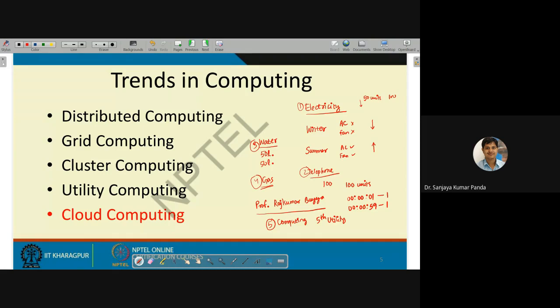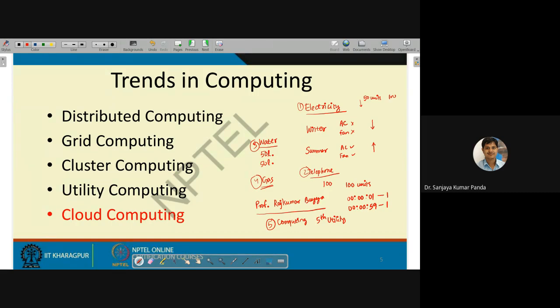So that's why it is called the fifth utility system. Utility simply means usage. If your usage is more, you have to pay more. If your usage is less, you have to pay less. So all these computing advantages you can find in cloud.